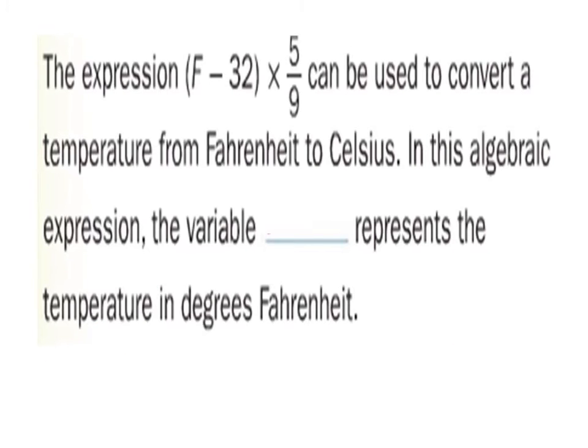Another problem, okay? This one is one of the harder problems that you'll see, okay? Because you have to read. The expression, quantity F minus 32, end quantity. This is times. Remember, sometimes they use x's for multiplication. Times 5/9 can be used to convert a temperature from Fahrenheit to Celsius. In this algebraic expression, the variable represents the temperature in degrees Fahrenheit. Well, what variable is being used?